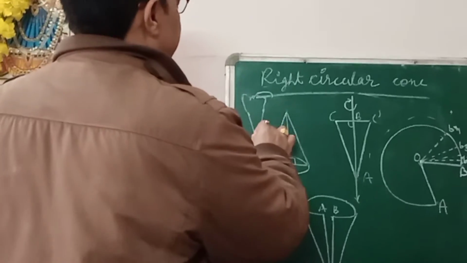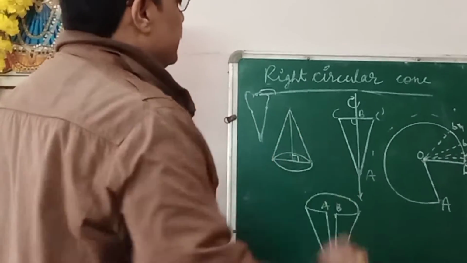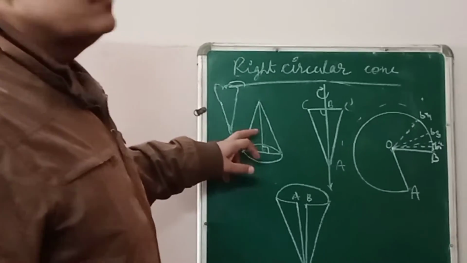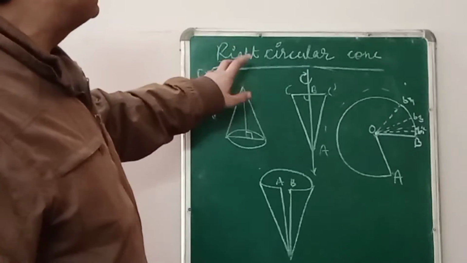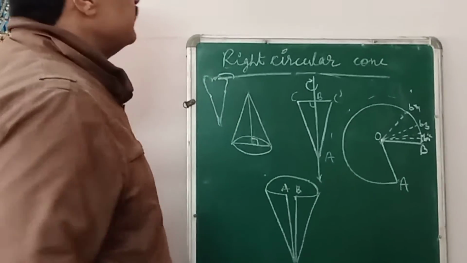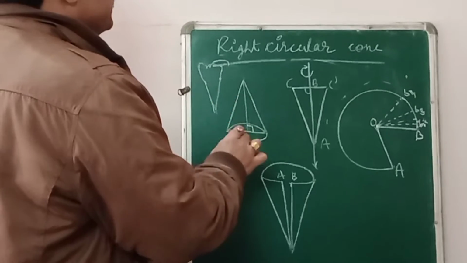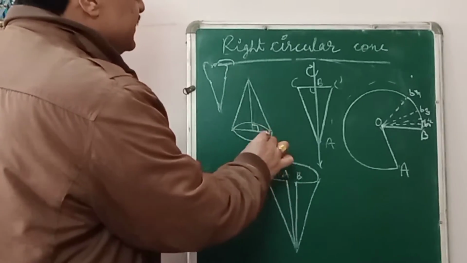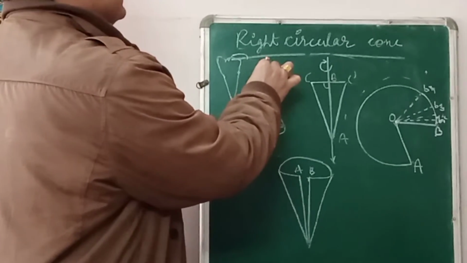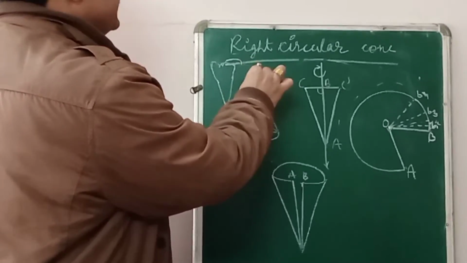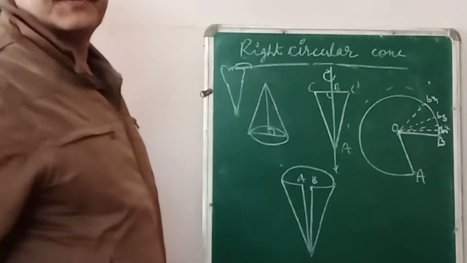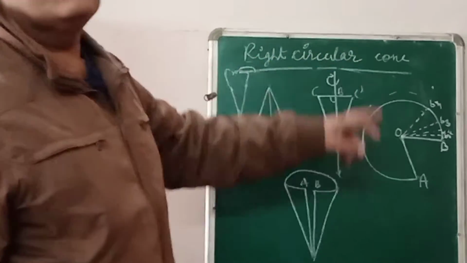So the structure looks like an ice cream cone only. This is the structure of a right circular cone. Why is it called a right circular cone? The base is circular, and the line joining the vertex to the base is perpendicular. That is why it is called a right circular cone.